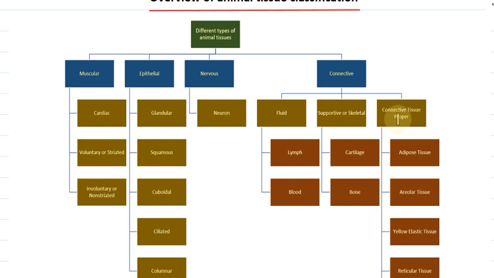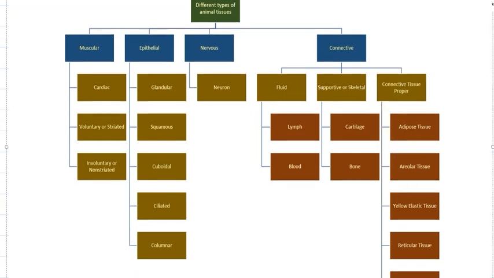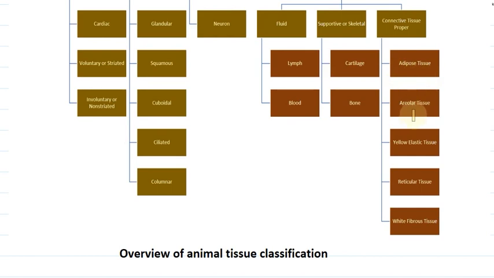Then there is connective tissue proper. So there are different types of connective tissue proper, that is adipose tissue, areolar tissue, yellow elastic tissue, reticular tissue and white fibrous tissue. So adipose tissues actually consist of oval and round shaped cells that are filled with fat globules. Areolar tissue consists of ground substance that can also be called as matrix, white and yellow fibers and irregular cells that are scattered in the matrix.